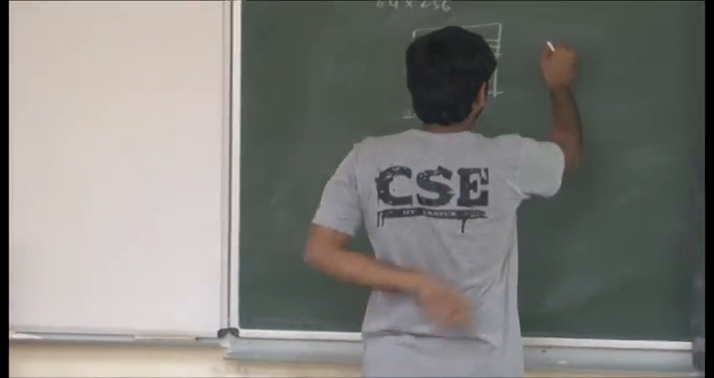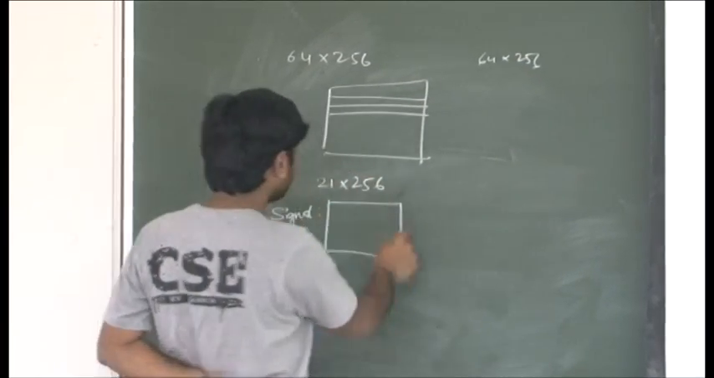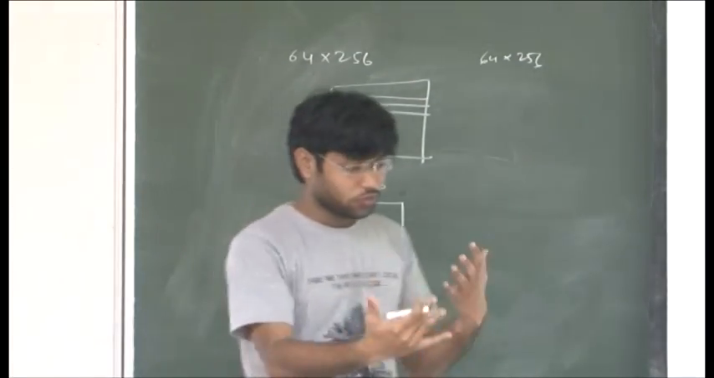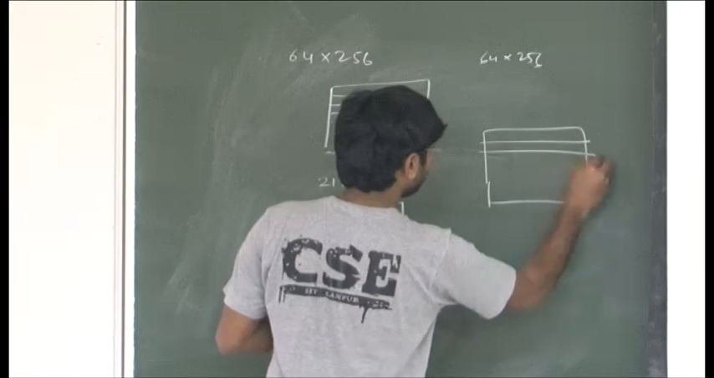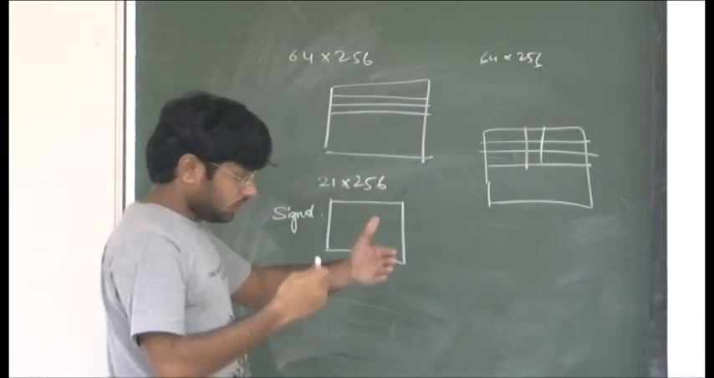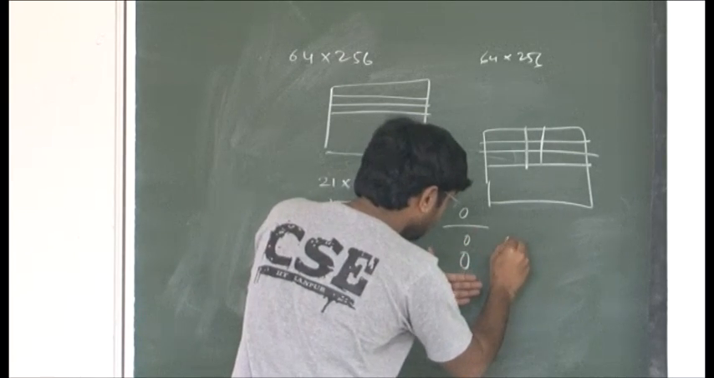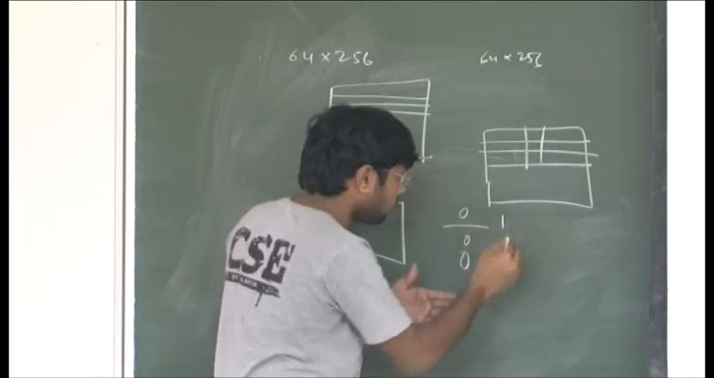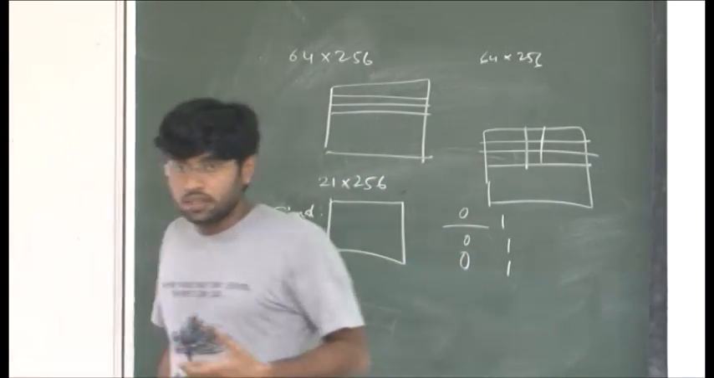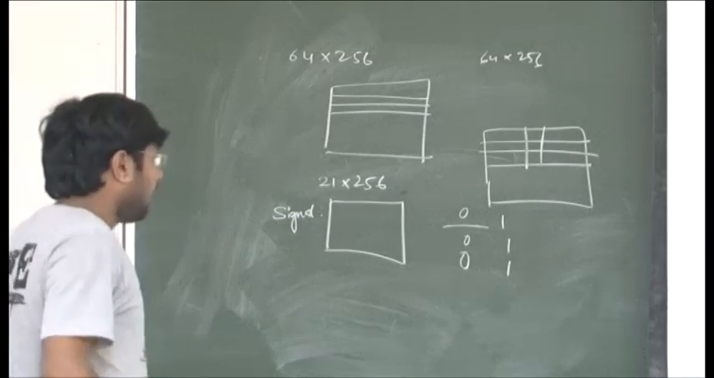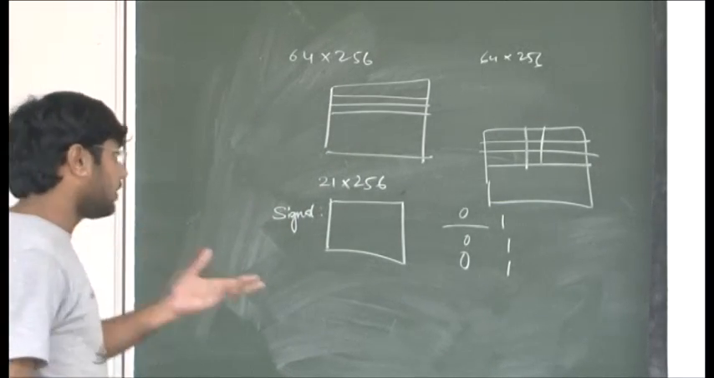And the mask which was given to me is also 64 cross 256. So in order to match this, I have to convert it into 21 cross 256. So what I have done is I have taken three rows and checked: if 2 zeros are occurring, I have set it to 0, or if 2 ones are occurring, I have set it to 1. So I have taken the majority, and tuned it according to the given signal matrix. And finally I have found the Hamming distance between the feature vectors.